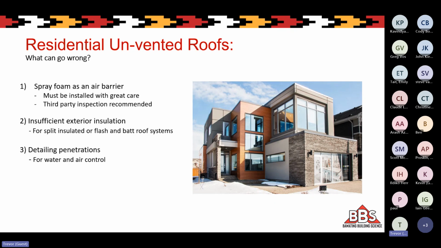What can go wrong? Spray foam as an air barrier, we have to be really careful. They must be installed with good care. Third-party inspection is always recommended. If we're using an approach with exterior insulation, if we don't use enough for the split insulation or flash and bat system, we can still have moisture problems if we don't use enough exterior insulation as a ratio of exterior to interior. And as always, if we don't detail our penetrations well for water control and for air control, we can still have problems.